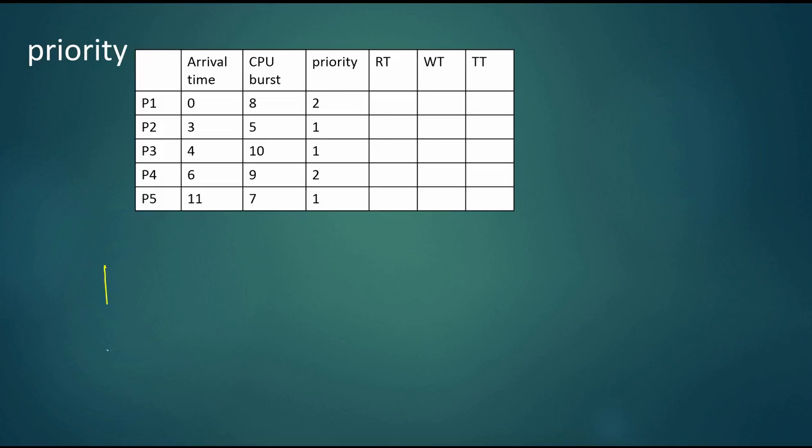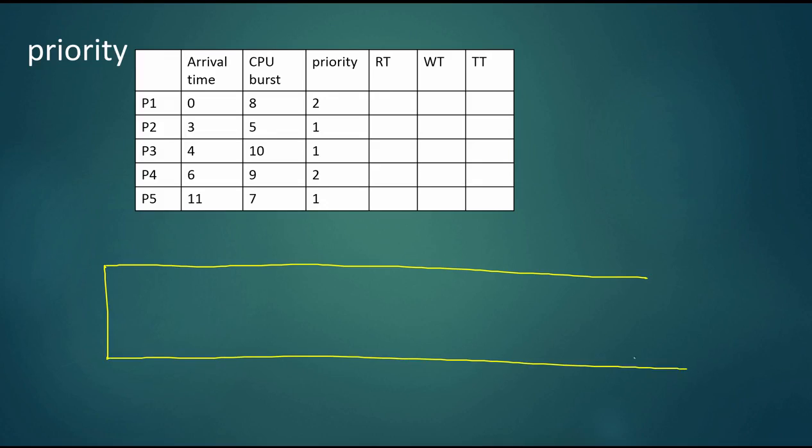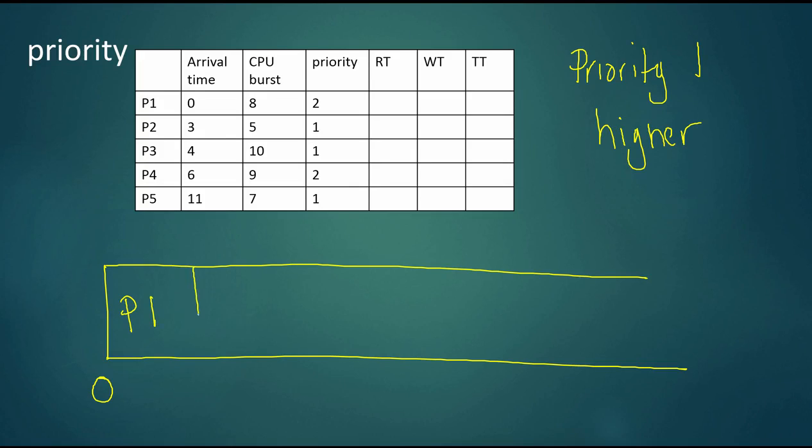So let's draw our Gantt chart. These are the same processes with the same arrival times and the same CPU burst times, only in this case we've assigned priorities, and priority 1 is the highest. All right, so this is non-preemptive. At time 0, the only process that is there is P1. So P1 will have the CPU until time 8.